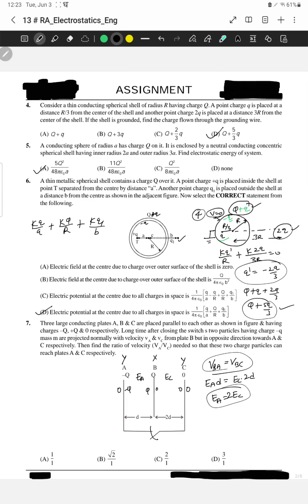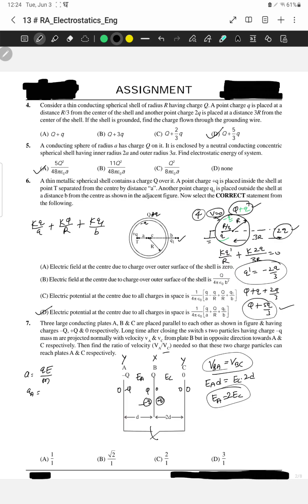Now at C, we have charged particles projected with some velocities. They reach the other plates, so we just need to find the velocities so that they reach. It's based on kinematics only. Acceleration is QE by M. So I can write the acceleration of both the charged particles, both of which are minus Q.